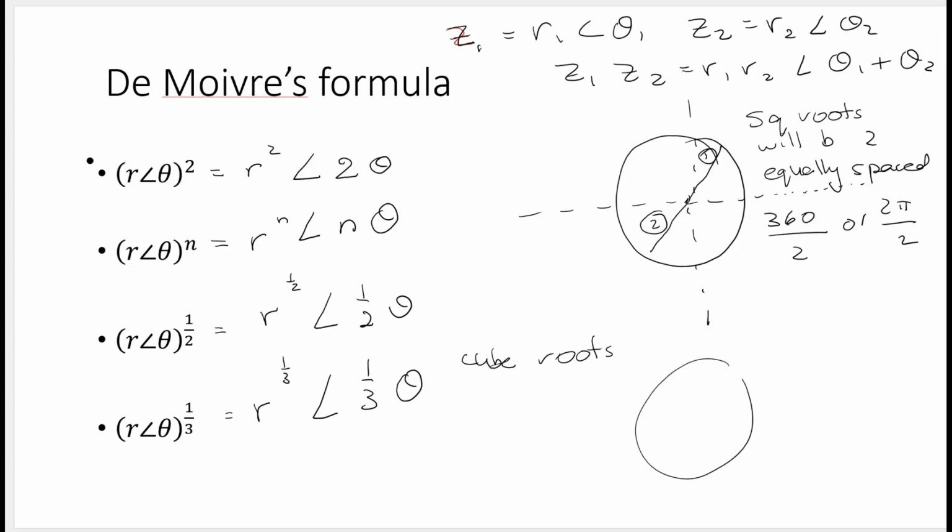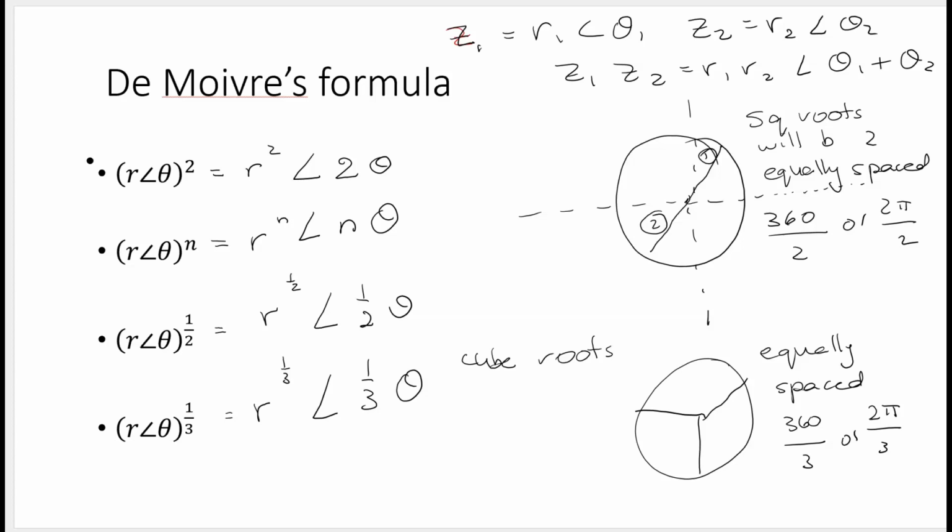Now, if we've got cube roots, say we have our first one here, the next one's going to be there, and the next one would be there. So they are equally spaced, 360 divided by 3, or 2 pi divided by 3. So we've got three roots. When we've got the fourth root, to the power of a quarter, we would have 4 roots, and they would be equally spaced at 90 degrees, or pi by 2.